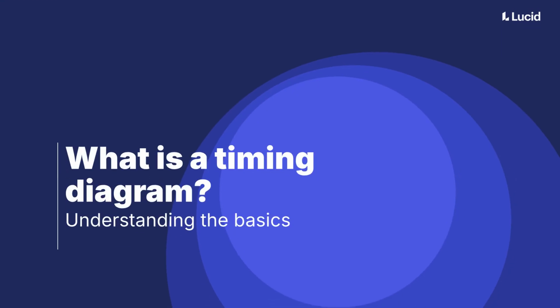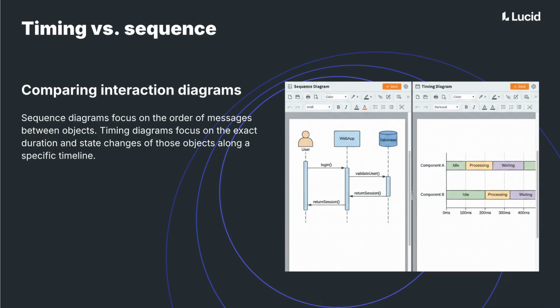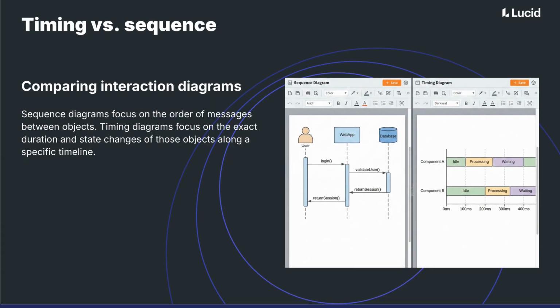A timing diagram is a specific type of interaction diagram used in UML to show how the state of an object changes over a linear period of time. Timing diagrams versus sequence diagrams. While sequence diagrams show the flow of messages, timing diagrams focus on the duration of states and when those changes occur relative to a timeline.